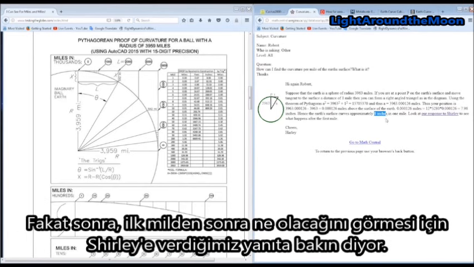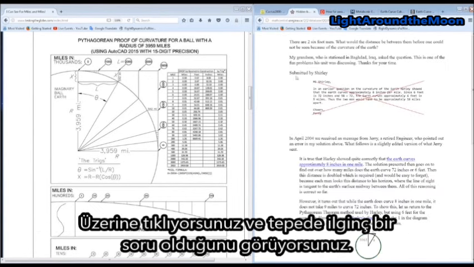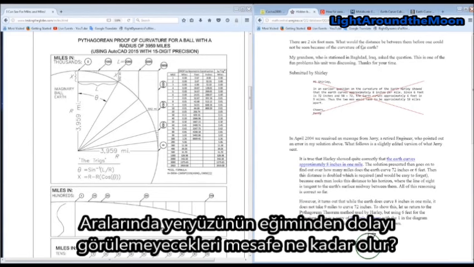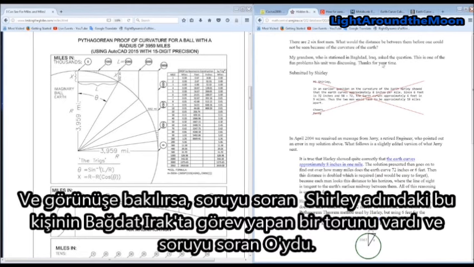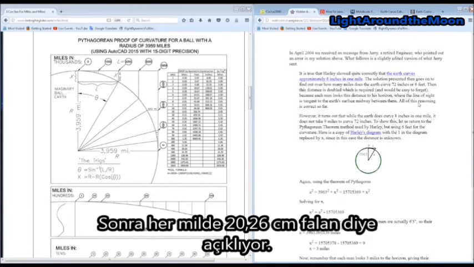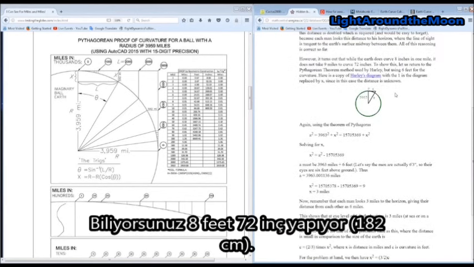All right, but then it says, look at our response to Shirley to see what happens after the first mile. So you click on this, and there's an interesting question posed here at the top. There are two 6-foot men. What would the distance be between them before one could not be seen because of the curvature of the Earth? And apparently this person, Shirley, had a grandson who was stationed in Baghdad, Iraq, who was asking the question.